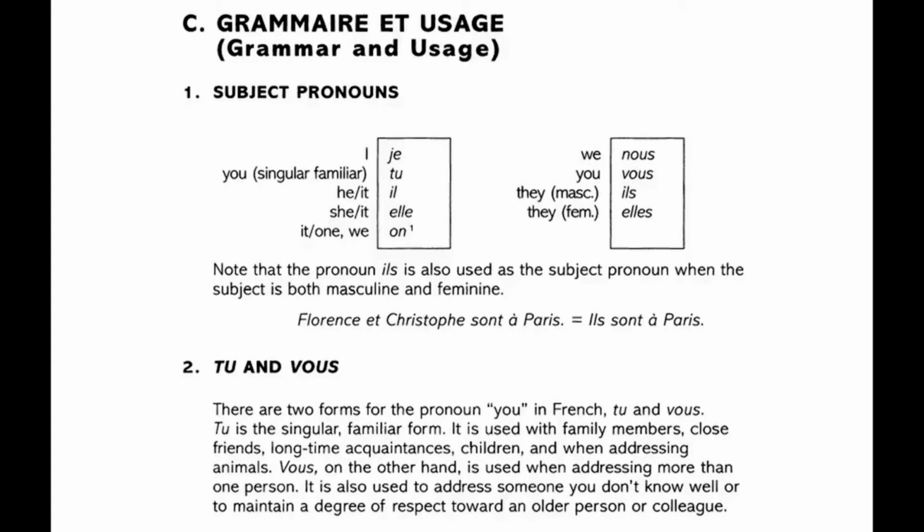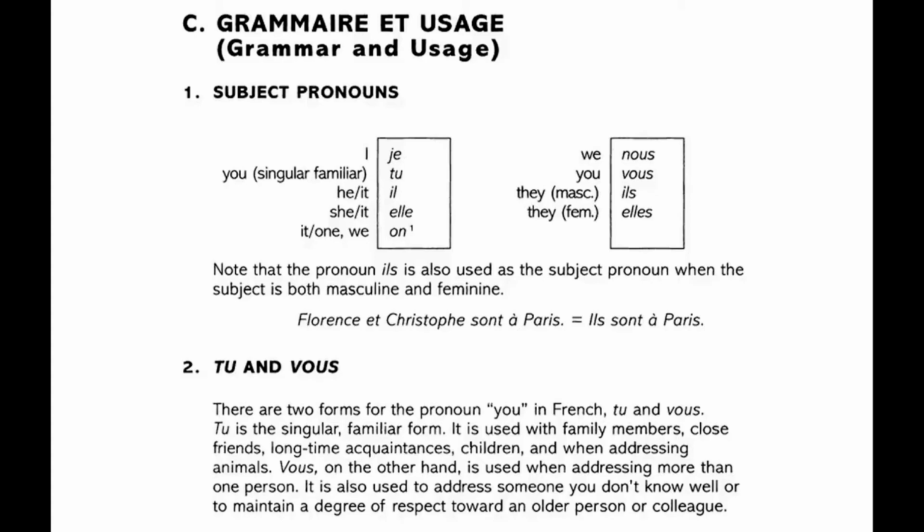Now, nous, then vous. Vous is formal, singular and plural both. If you are using the plural you have to use vous. If you are using the singular, you can use tu or vous, but tu is informal and vous is formal. Then ils is they for masculine, elles is they for feminine. But if you have masculine and feminine both, then you will use ils. So this is the difference between tu and vous.